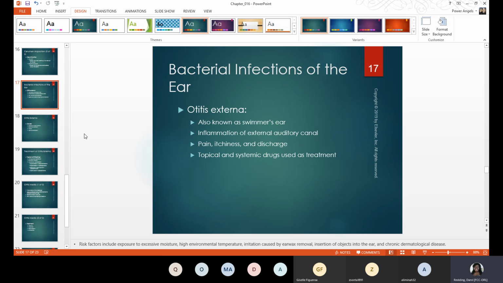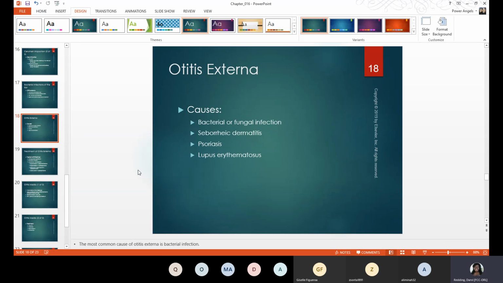There are some risk factors, which include exposure to excessive moisture, high environmental temperature, and irritation caused by earwax removal. Also, the insertion of objects into the ear and a chronic dermatological disease. It's always important to make sure that the risk factors are taken into account. So now that we've talked about one of the bacterial infections of the ear, which is otitis externa, we'll next learn about the causes of it.